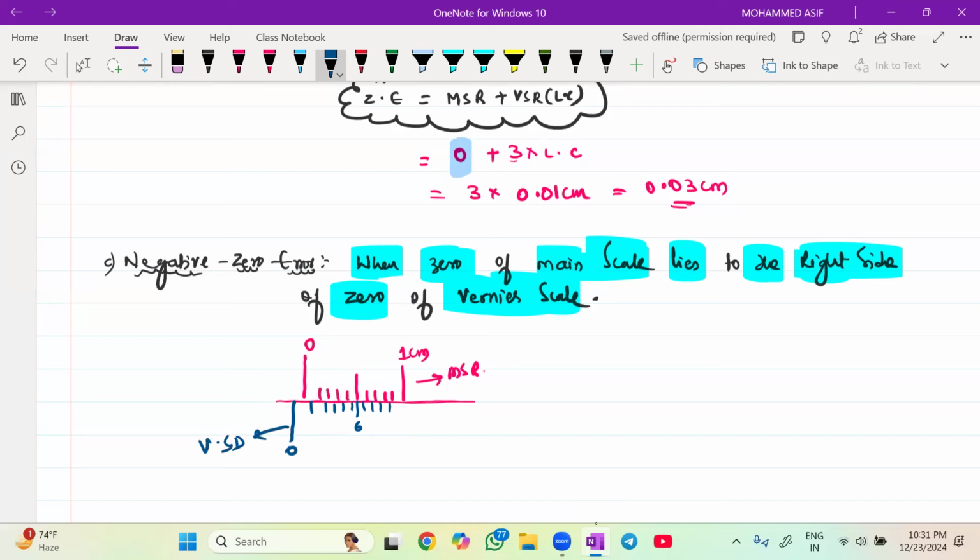When the zero of the main scale lies to the right side of the zero of the Vernier scale, that is called zero error. Now, what is the zero error of this one? Anyone? Zero error is nothing but equal to what? Reading. This reading will be equal to how much, beta? MSR plus VSR multiplied by least count. Can anyone tell me what is the main scale reading? Now that is really very challenging for everyone. Someone should give me the answer. What will be the main scale reading?